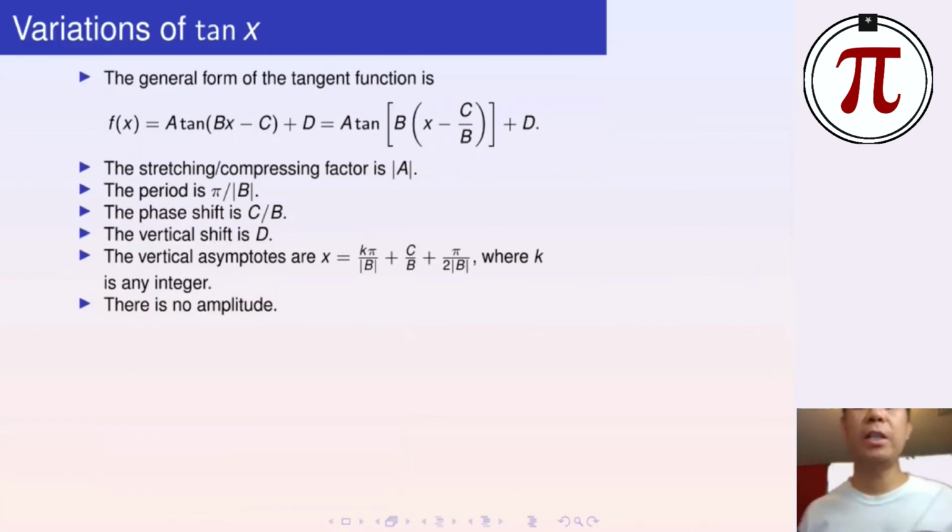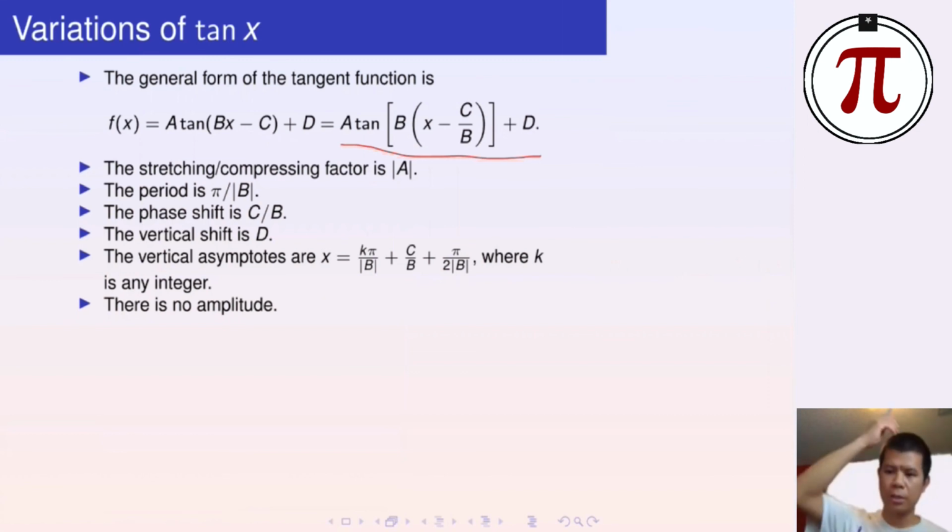So the general form of the tangent function is given by this, which can be rewritten in this form, similar to sinusoidal functions. The stretching or compressing factor is the absolute value of a, the same. The period is pi over the absolute value of b. It's not 2 pi now, it's pi. The phase shift is still c over b. The vertical shift is still d.